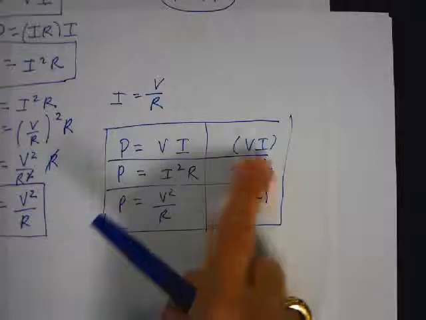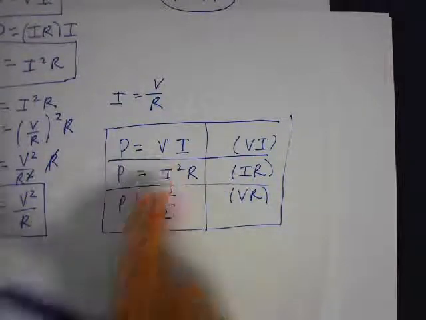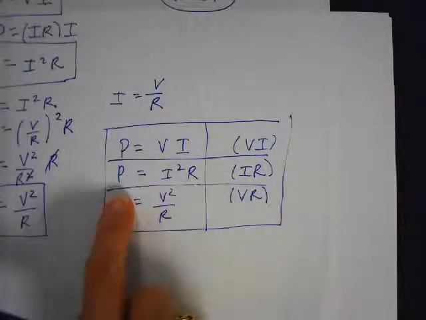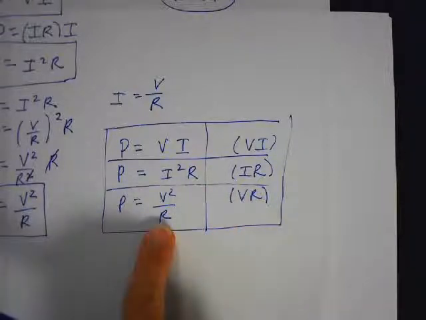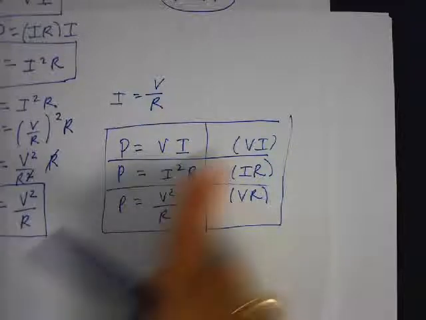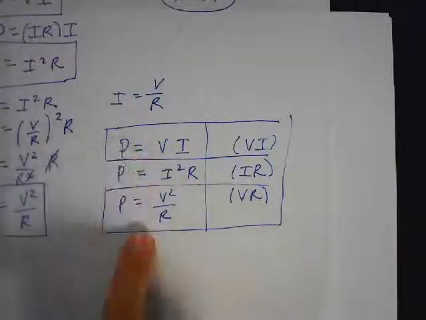So if we're given V and I, P is equal to VI. If we're given I and R, P is equal to I squared R. And if we're given V and R, P is equal to V squared over R. So obviously, we use whichever one depending on what we're given. If we don't remember these, you saw all we did was use Ohm's law to substitute in.